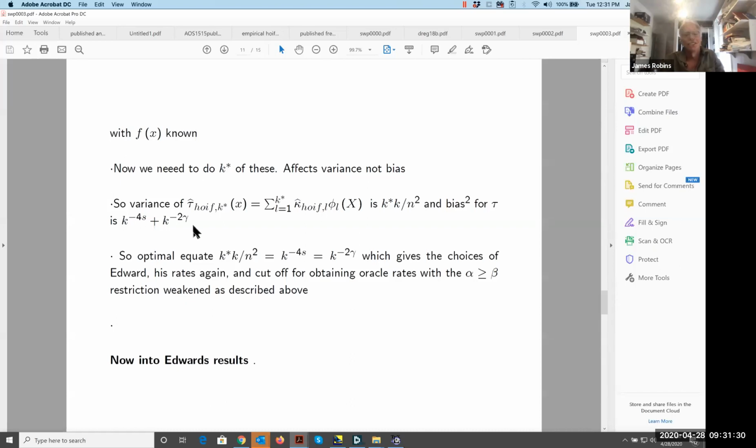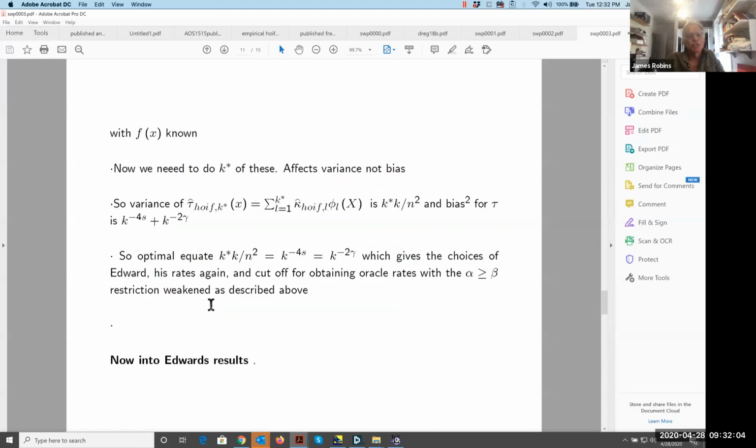Yeah. Wrap up in a minute or so. We're running out. Okay. So the optimal higher order influence function will equate the variance, K over K star, with the two sources of bias. And if you do that, that'll just give Edward's results, except generally you don't need the alpha greater than or equal to beta.